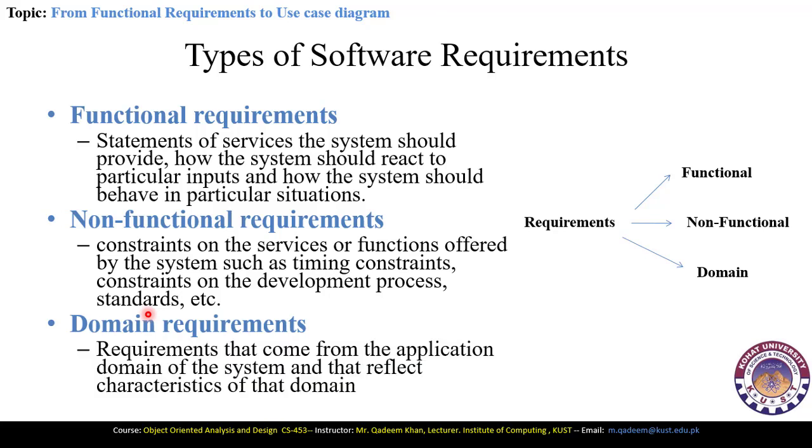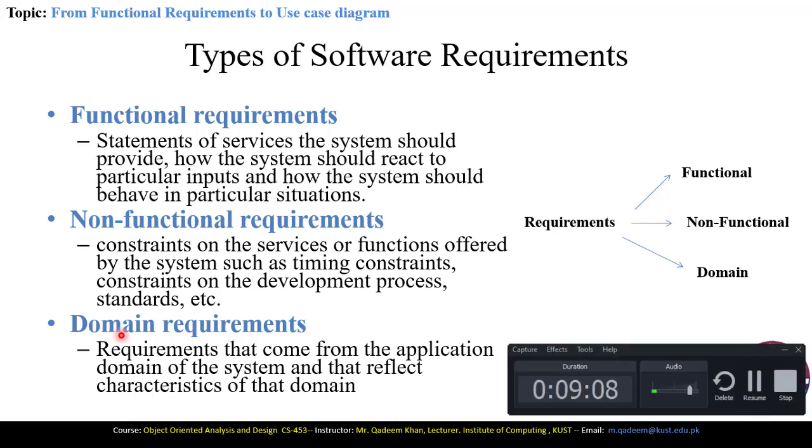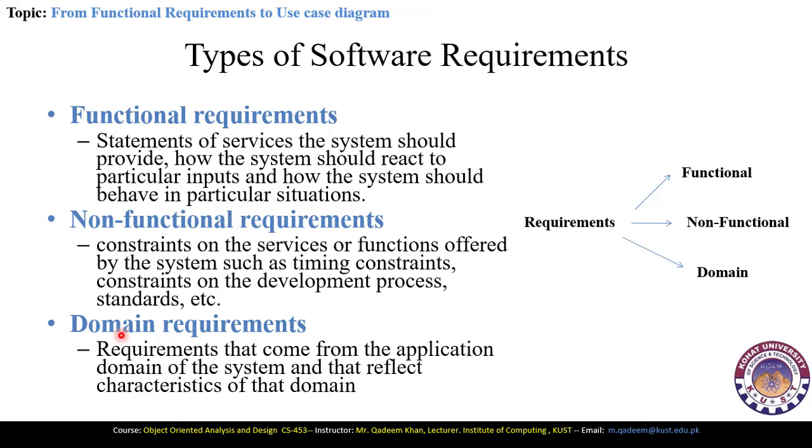Also we have the third type of requirements called the domain requirements. As its name specifies, domain requirements specify the area or the application domain of the system. For example, if we are going to develop projects, the domain requirements will be the Android domain, or the networking domain, or the web domain, or the desktop domain. Similarly, artificial intelligence, networking, and database are also examples of the domain.